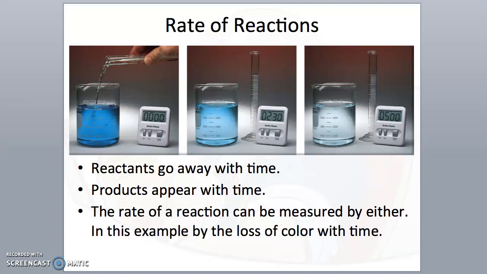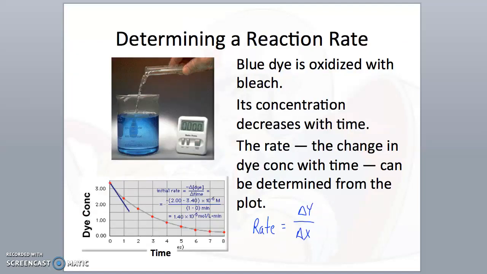Reaction rate is measured as the change in the concentration of either a reactant or a product over time. In this image, one of our reactants is blue in color, and the products are colorless, so we can measure the change in the blue intensity as time progresses. Notice the plot in the lower left. What is shown is the concentration of the dye, and you can see that it's decreasing over time. The rate of this reaction is expressed as the change in concentration over the change in time, or we could say the change in Y over change in X.